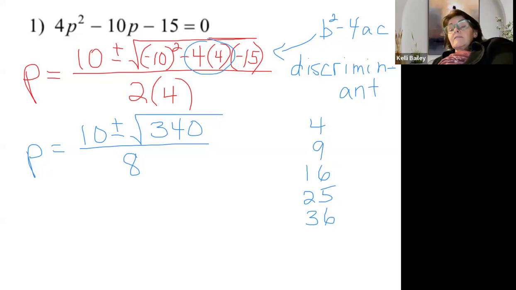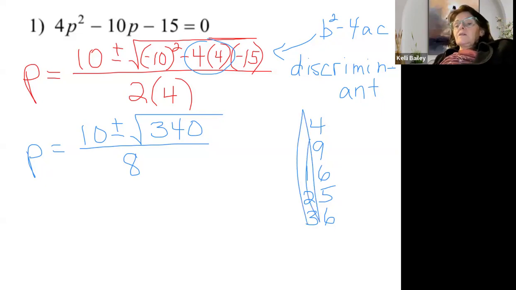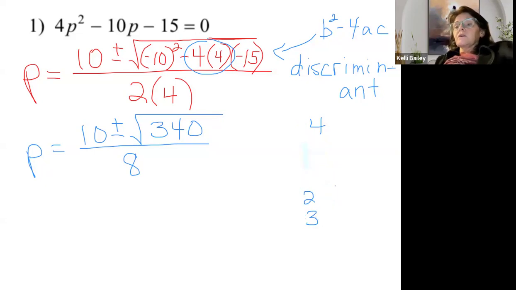I know that 9 doesn't. Oh, actually, I know 4 does. So let's go with that one to start with. That didn't erase. Okay, here we go. So if I start out with 4, I know that 4 goes because the last 2 digits make 40, and 4 goes into 40. So 340 divided by 4 gives me 85.